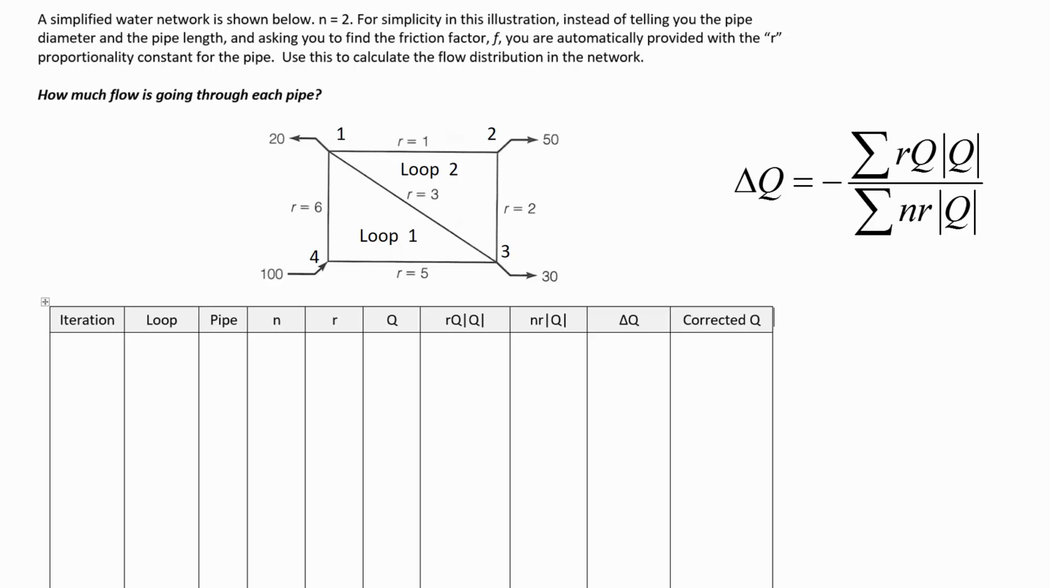Okay, so now that you've got those, calculate both the R times Q times absolute value of Q, and the N times R times absolute value of Q. Yes? Why would we not go ahead and update our guesses for 1, 2, and 3 as we go? Good question.